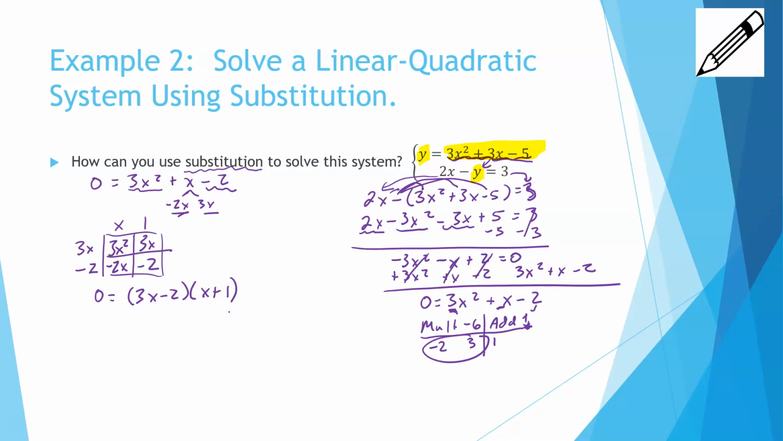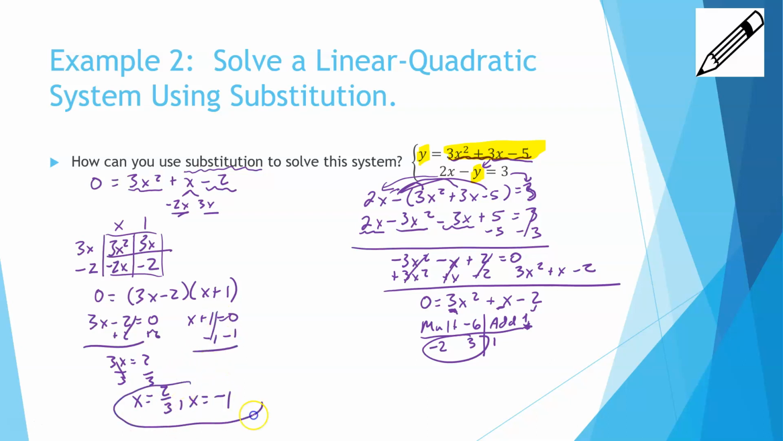Last but not least, remember when we're solving a quadratic by factoring, we take each factor and figure out when they're equal to 0. So 3x equals 2, x equals 2/3, and this one I would just subtract 1. X equals negative 1. So these are the two solutions that would work in both of those equations.